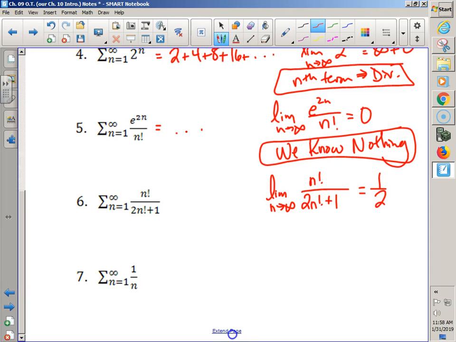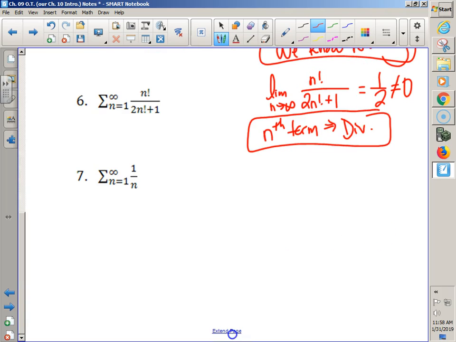So what do we know? Diverge. Good, Eric. Nth term test, diverge. So it's called nth term test or divergence? Either way. The nth term proves divergence. Divergence is only proved by the nth term.